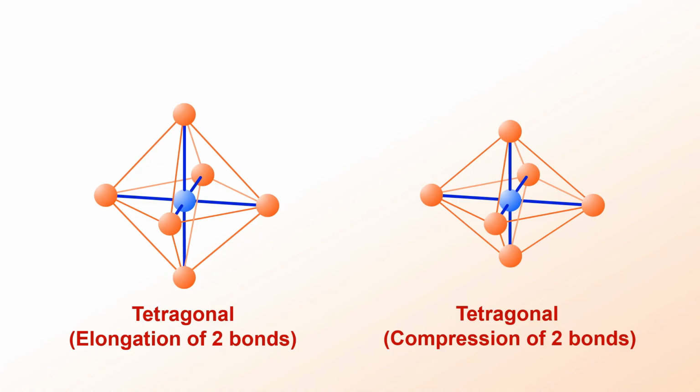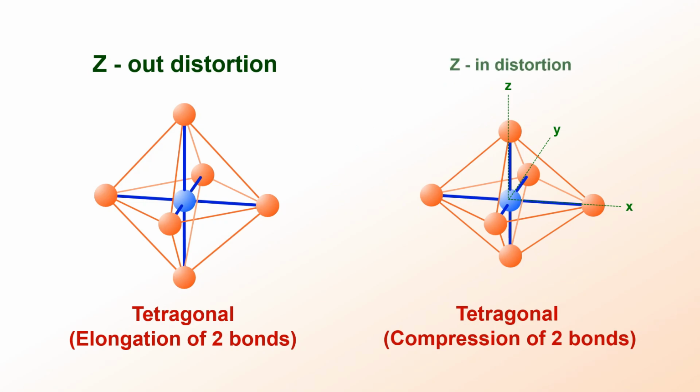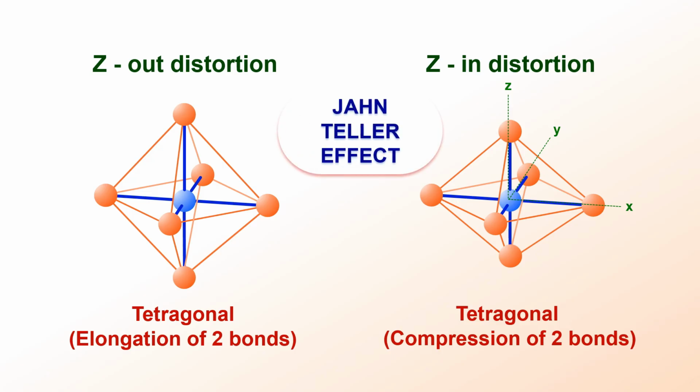By considering the elongation or compression occurs on the z-axis, the first one is referred to as z-out distortion, while the second one is referred to as z-in distortion. This distortion is commonly referred to as the Jahn-Teller effect. It is not only restricted to octahedral complexes but is also observed in other nonlinear molecules such as tetrahedral complexes.